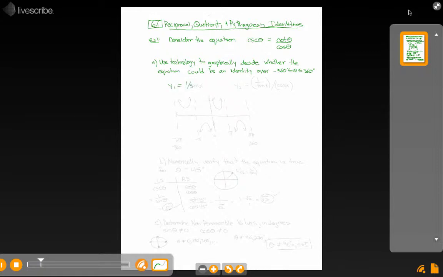to graph cosecant we need to graph 1 over sine x. And on my other side I need to graph cotangent over cos, which means 1 over tan divided by cosine. And graph these two things, and what you'll see is that it basically draws one graph on top of the other.